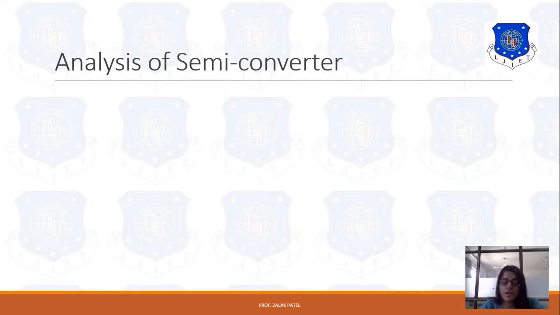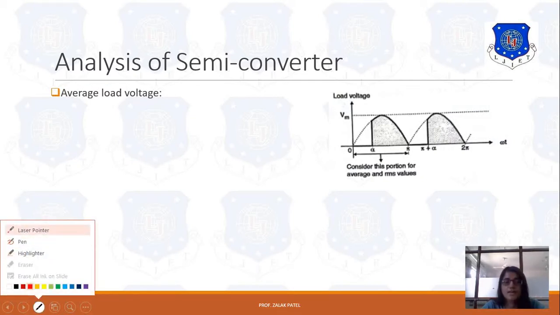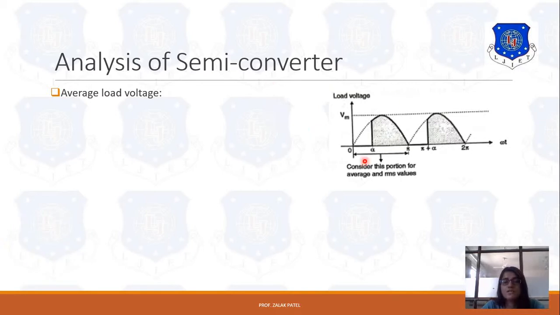First of all, as we discussed in the last lecture, the analysis of a semiconductor is based on its waveform. We already discussed the waveforms in the last lecture. So now, based on this waveform, let's first calculate the average load voltage, which is given by VLDC.